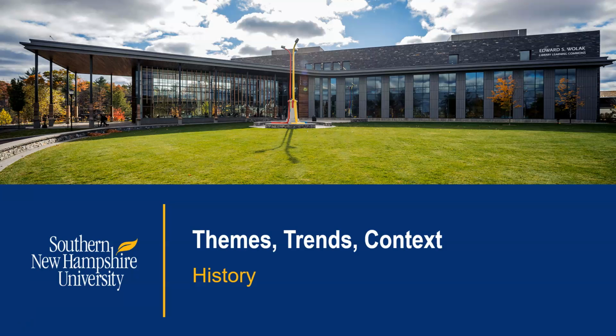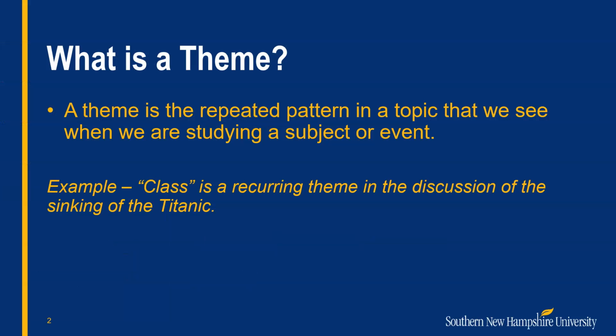Today we're going to talk about themes, trends, and context. Historians search for patterns and connections between events to better understand how the past unfolded. The way that they do this is by identifying themes and trends within the context of an event.